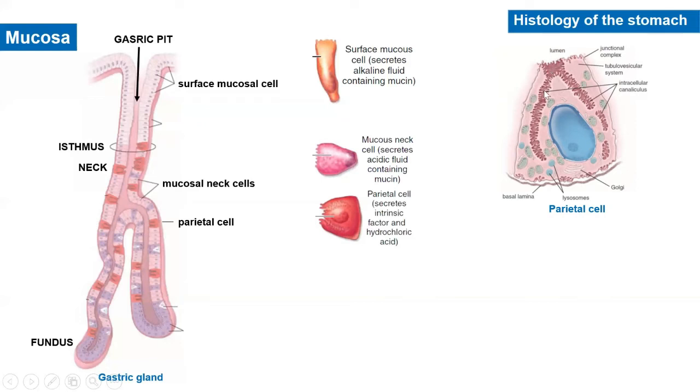And there is one important ultrastructure of the active parietal cell: the intracellular canaliculus. These are the intracellular canaliculi, and these are formed by the invagination of the apical plasma membrane.